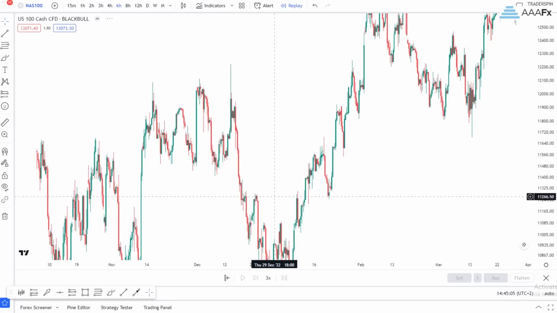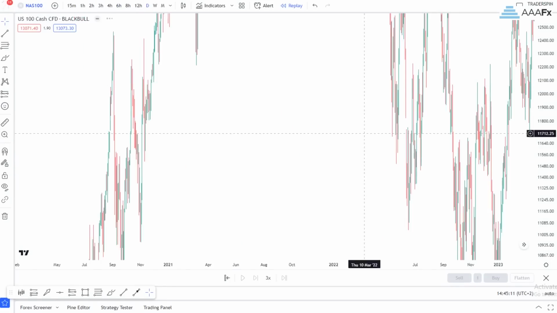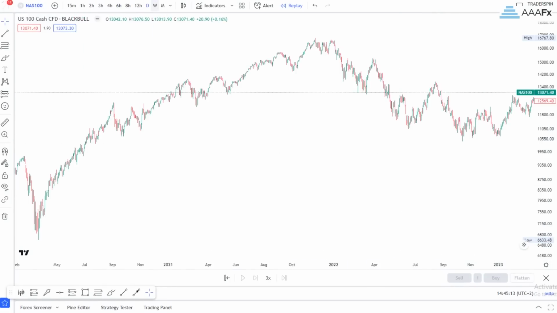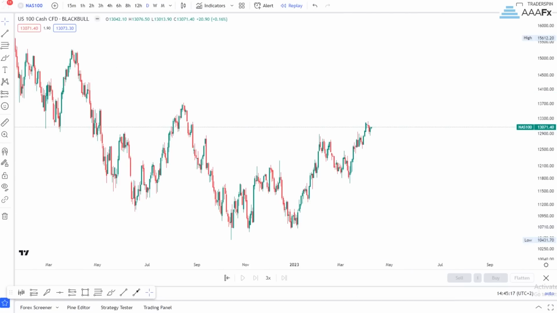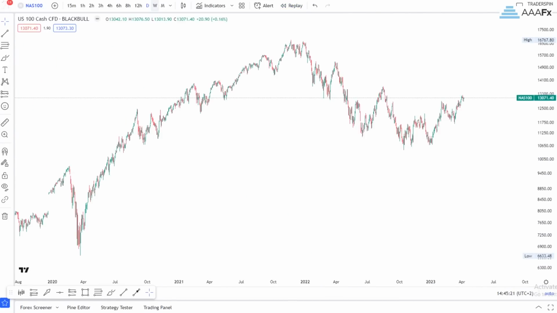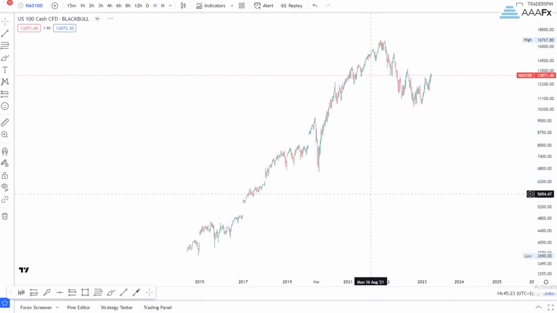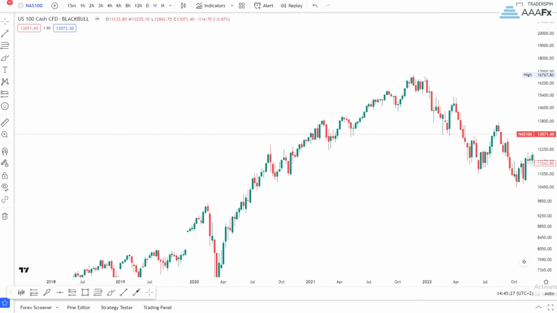Let's just look at another setup. Remember that I said you are allowed to use the daily time frame or the weekly time frame for this trading strategy. Let's close that. Let us now go over to our weekly time frame and look for a setup, since there we had used our daily time frame.